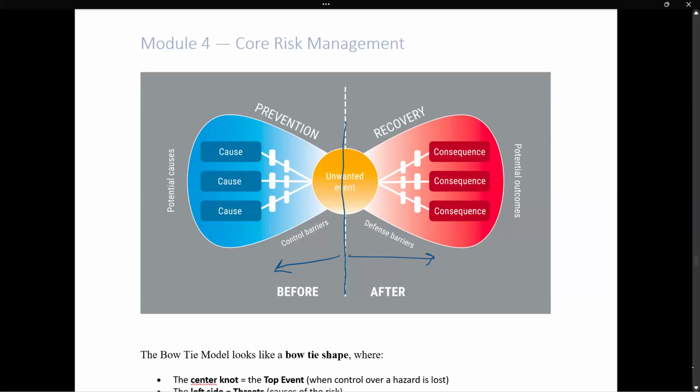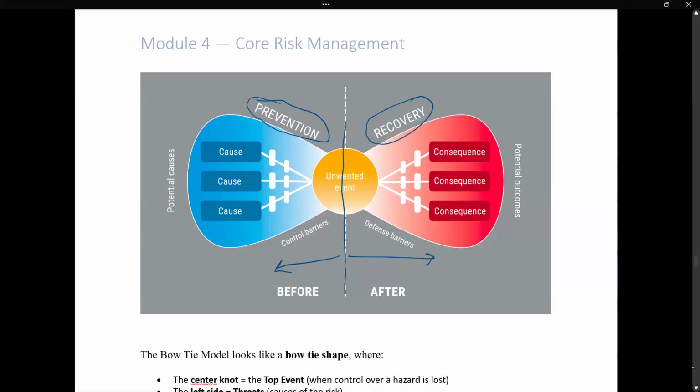Phishing email is a risk. Email attack is a risk, and attackers are the threat. On the left side, whatever you do before the event starts is prevention. Whatever efforts you make before any particular data breach happens are prevention. After the data breach happens, whatever you do is called recovery.